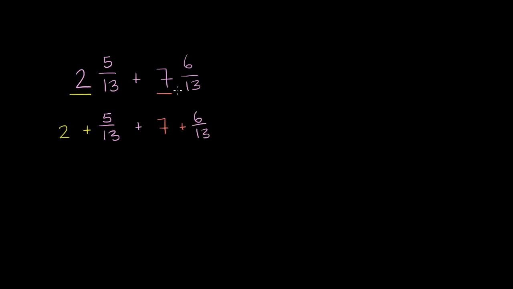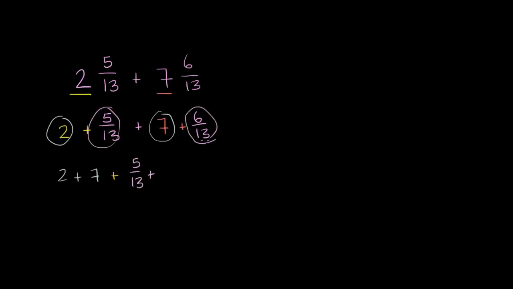So all I did is I rewrote this, and I essentially expanded out. I broke up the mixed numbers into their whole number parts and their fractional parts. And then what I like to do is I like to add the whole number parts. So this 2 plus this 7. So I'll do the 2 plus 7 over here. I'll add those up. And to that, I will add the fractional parts. So to that, I will add the 5/13 to the 6/13.